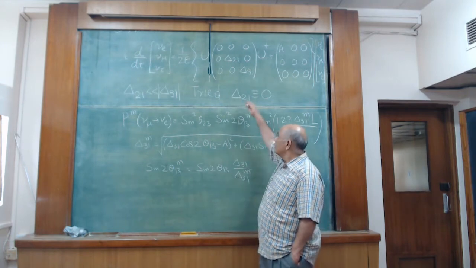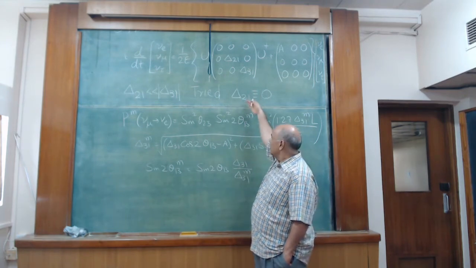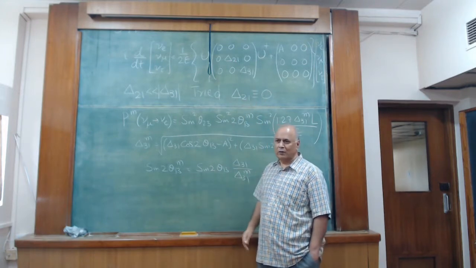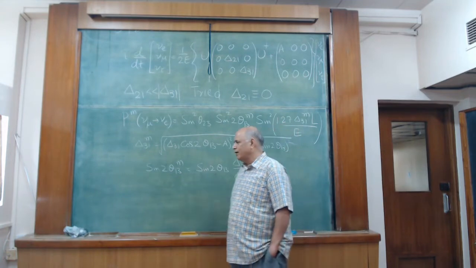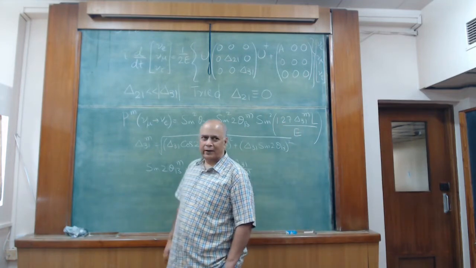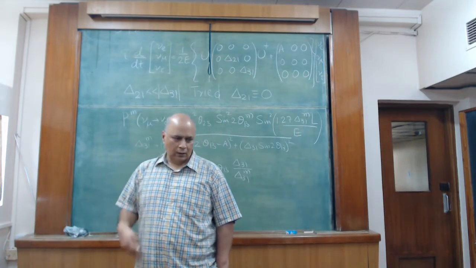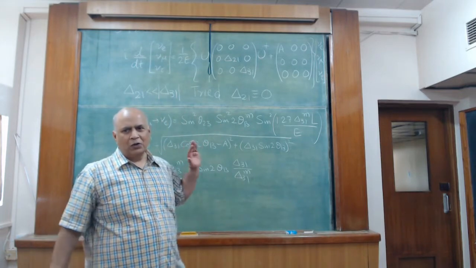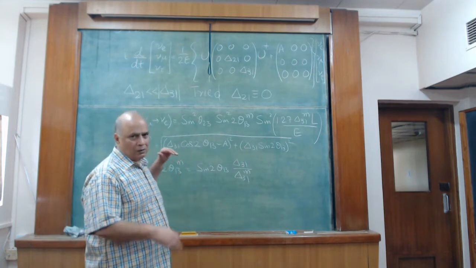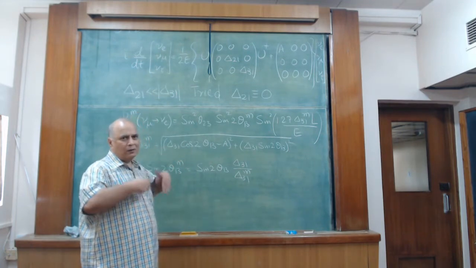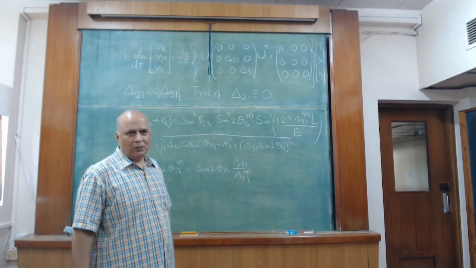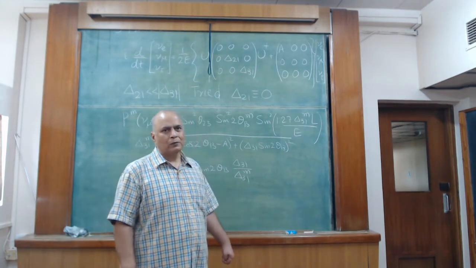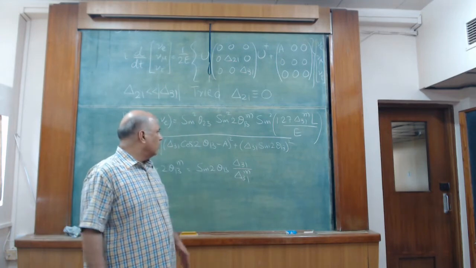and if you consider the case when delta 2 1 is not equal to 0, you find that life is more complicated. First, it is complicated theoretically, but if we somehow struggle and solve the theoretical problem, it is also complicated from an experimental point of view. So let us see how that happens.